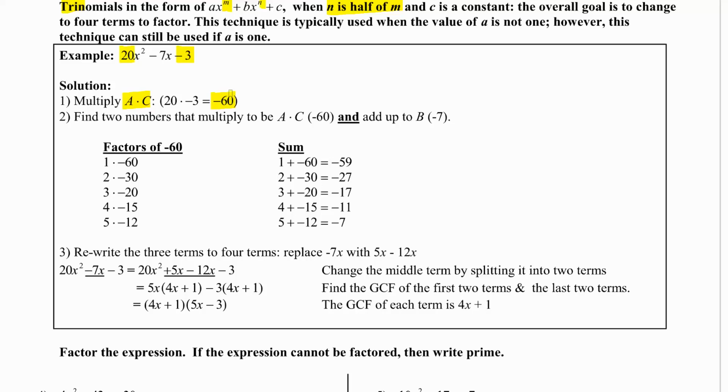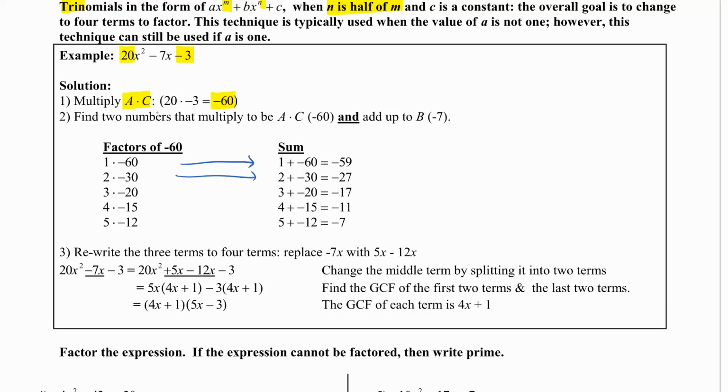And then once we have that number, this becomes like the lesson we just did with trinomials, where the a value is 1. That same process, we're going to do the product and sum technique pattern. So let's list all the factors of negative 60 and then start adding them as we go. So we have 1 times negative 60. If we add those, we get negative 59. 2 times negative 30 equals negative 60. If we add those, we get negative 27.